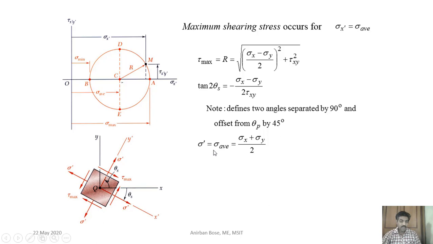In this way we can find out the maximum normal stress and minimum normal stress, which are called the principal stresses. We can find out their planes, the principal planes. We can find out the maximum shear stress, and when maximum shear stress occurs at that plane, we can find out the normal stress, and also the plane where the maximum shear stress occurs, that means its orientation with respect to the x-axis.